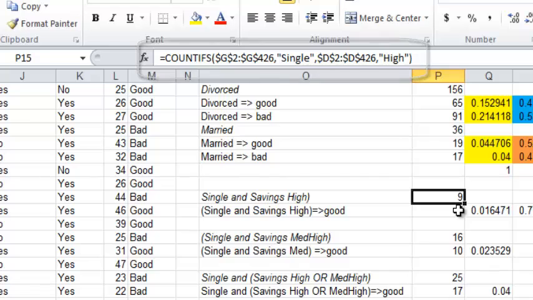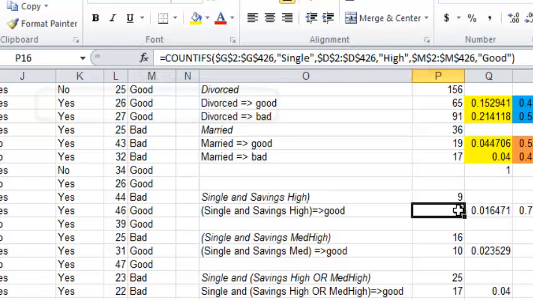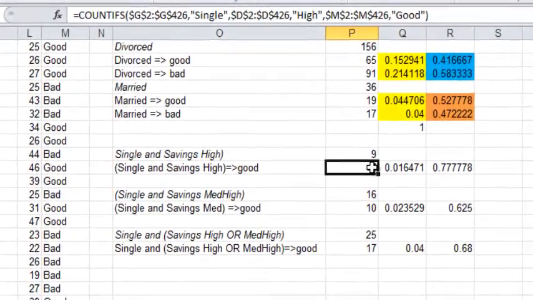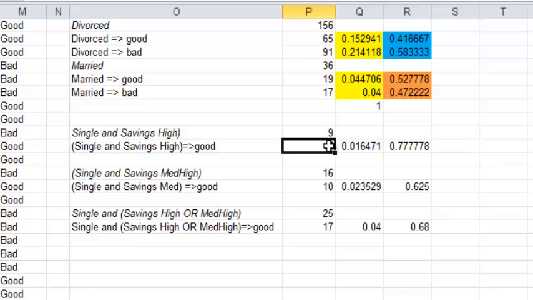Then, in cell P16, I count the number of times someone is single and has high savings and the person has a high credit standing. In this case, the antecedent is single and savings high. The consequent is good. Now, we have an interesting result. Note that the confidence of this rule is relatively high. If a person is single and has high savings, they should have a relatively high credit standing.